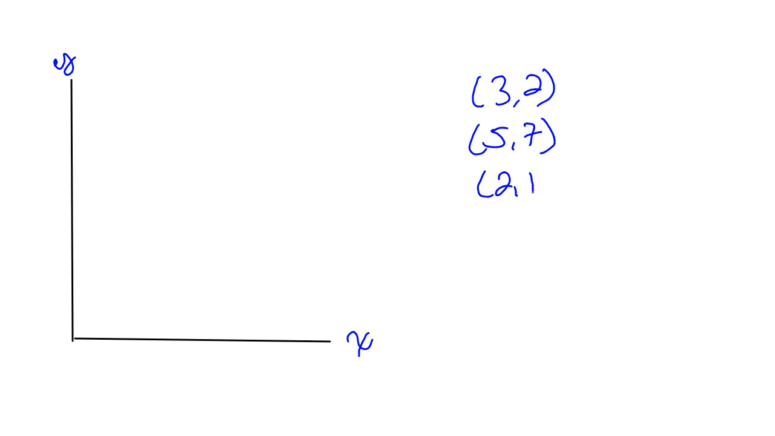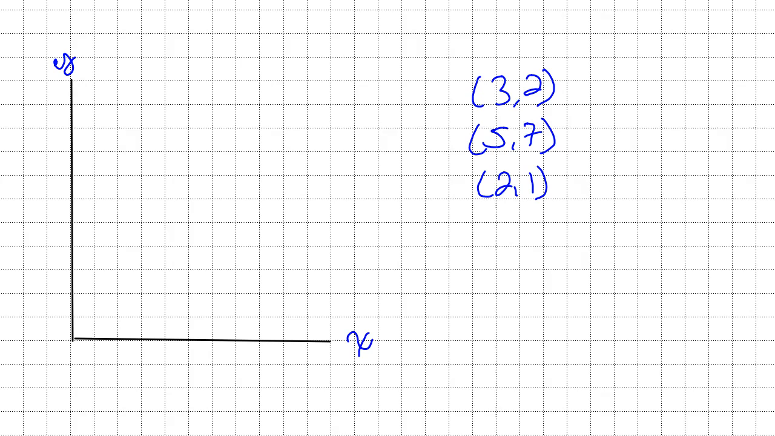So for instance, here is a set of axes. Remember your y and your x. Let's say that we have the points 3, 2, 5, 7, 2, 1, and so forth. I'm going to put up some grid lines so that we can see a little better. The point 3, 2: I come over 3 on my x, 1, 2, 3, and go up on my y, 2. So I'm going to put a point right here.